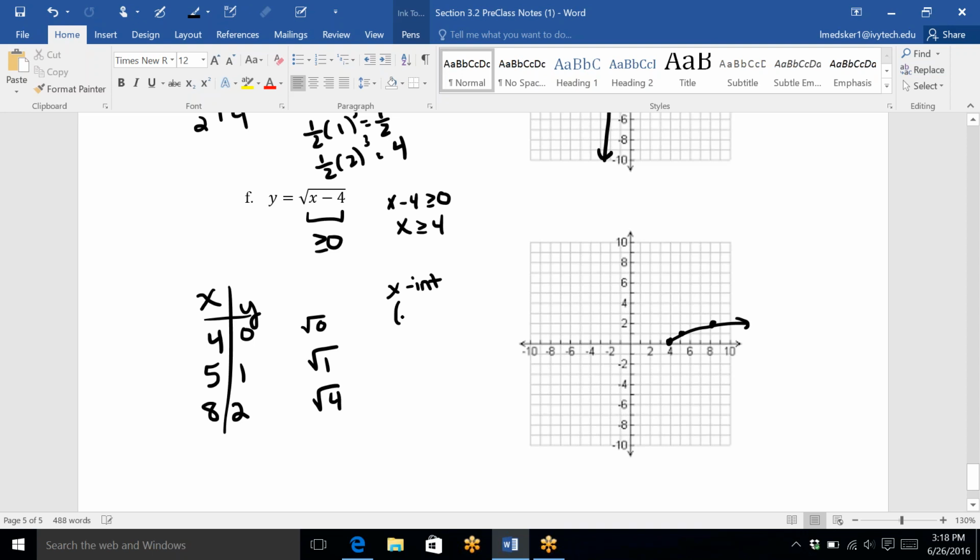So the x-intercept is 4, 0. There is no y-intercept. We do not get a y-intercept because we can never plug anything in less than 4, otherwise we would be imaginary. And then no symmetries. To have symmetry, you have to have something to mirror on some other side. Okay, so that's the end of the 3.2 pre-notes.